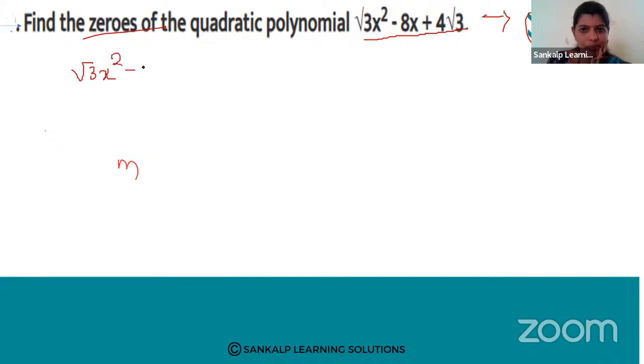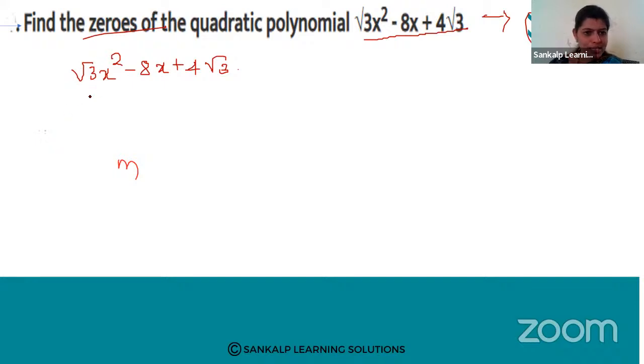√3x square minus 8x plus 4√3. Yes, my dear children. Tell me the factors or zeros of the polynomial. I will give you time, so try and tell me. √3x square minus 8x plus 4√3. See, this is a quadratic polynomial.